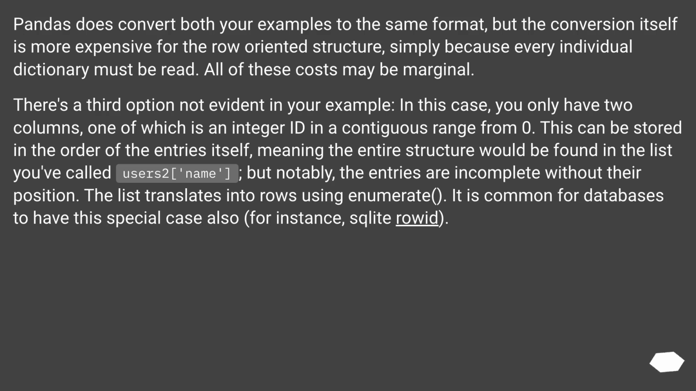In this case, you only have two columns, one of which is an integer ID in a contiguous range from 0. This can be stored in the order of the entries itself, meaning the entire structure would be found in the list you've called users2name. But notably, the entries are incomplete without their position. The list translates into rows using enumerate. It is common for databases to have this special case also, for instance, SQLite rowid.